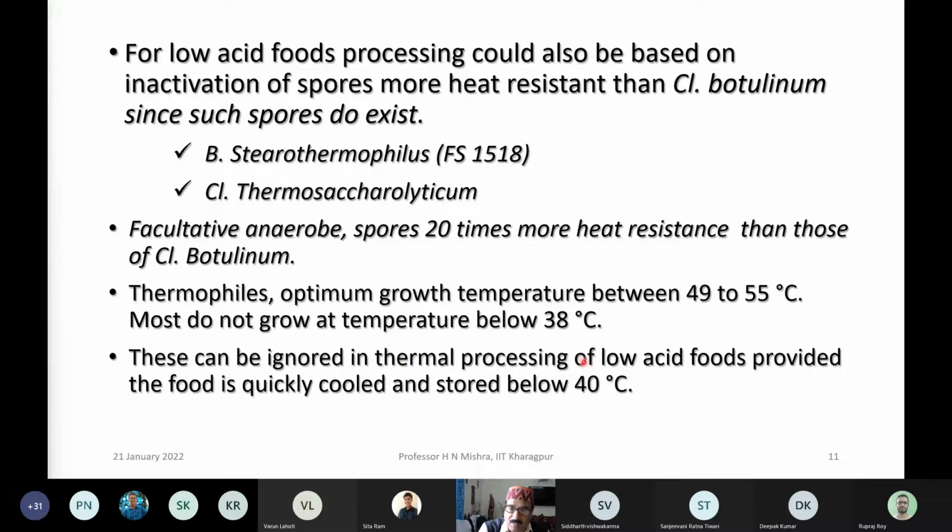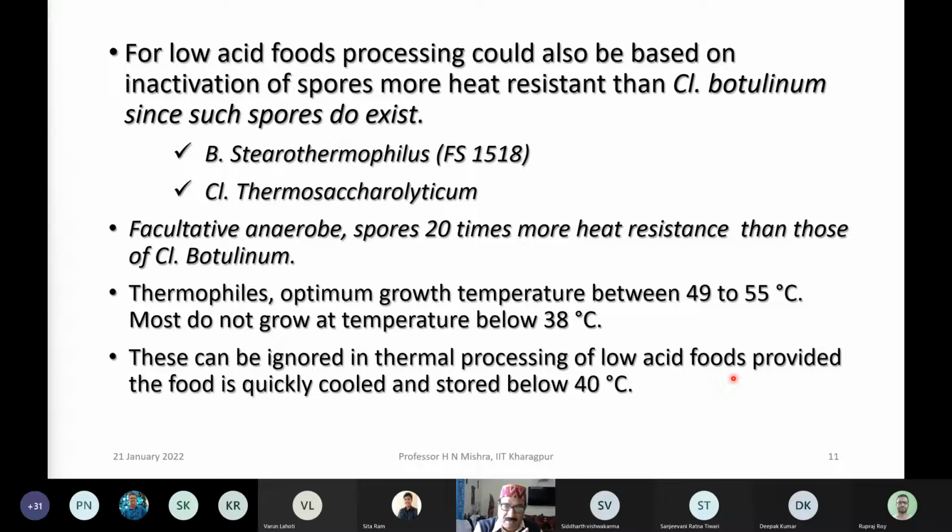They can be ignored in the thermal processing of low acid food, provided... That is why, in most of the sterilization processes for low acid food, after the heating and regeneration section, if you see a milk sterilization plant or any low acid sterilization plant, there is a heating section. Regeneration means that the material is heated to the desired temperature and held for that duration of time, and then it is sent to the cooling section.